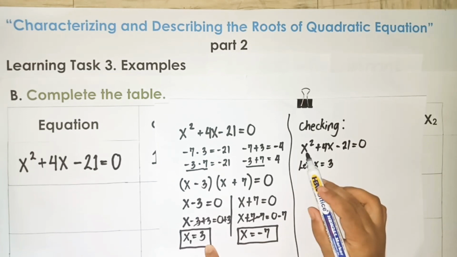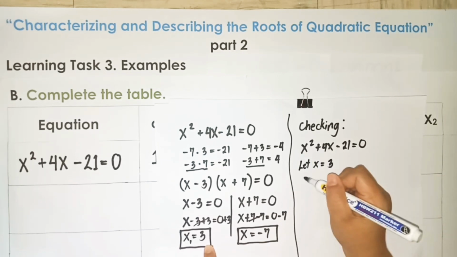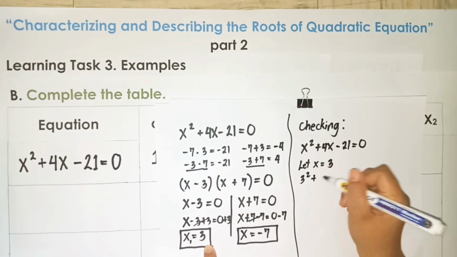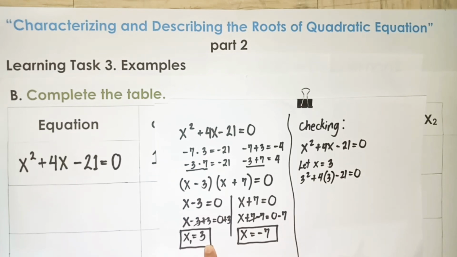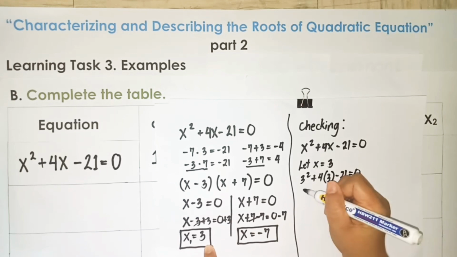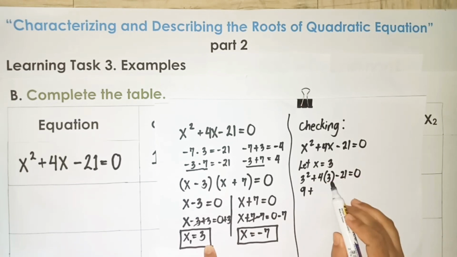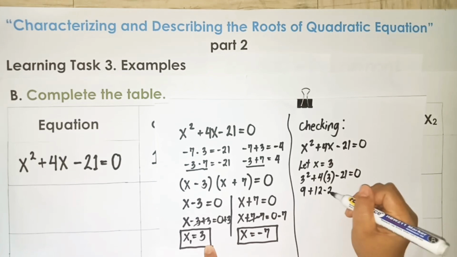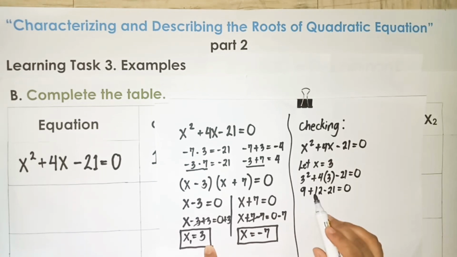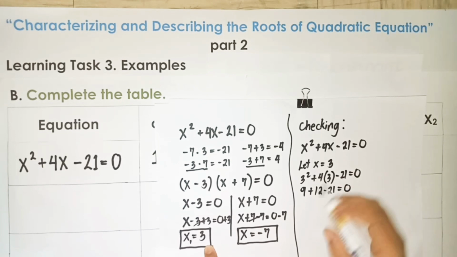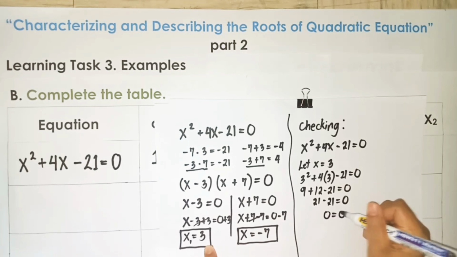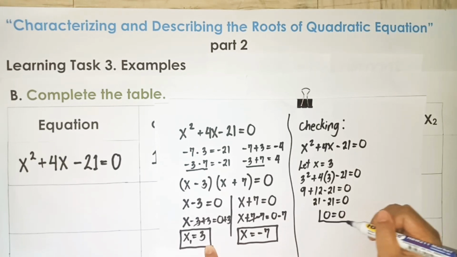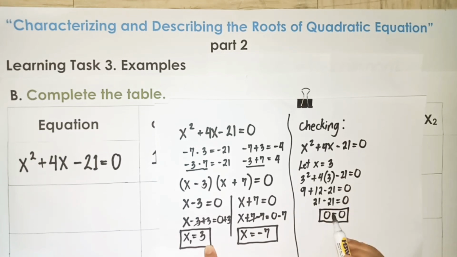So, isa-substitute lang po natin ang value ng 3 dun sa x. So, x squared magiging 3 squared plus 4 times 3 minus 21 equals 0. So, 3 times 3 or 3 squared is equal to 9 plus 4 times 3 is equal to 12 minus 21 equals 0. 9 plus 12 minus 21 is equal to 0. Kasi magiging 21 po ito, and then 21 equals 0. 0 is equal to 0. If you find your answer equal, meaning to say, the value of your roots is correct.